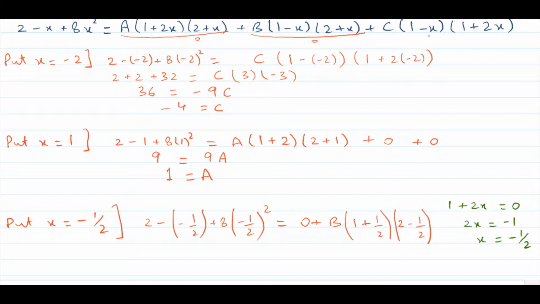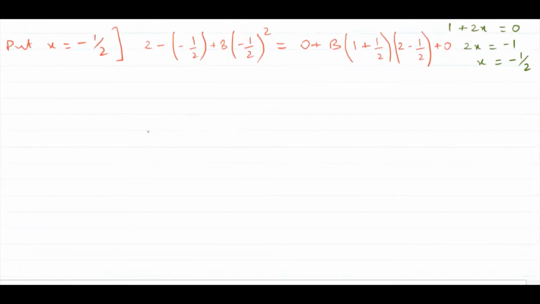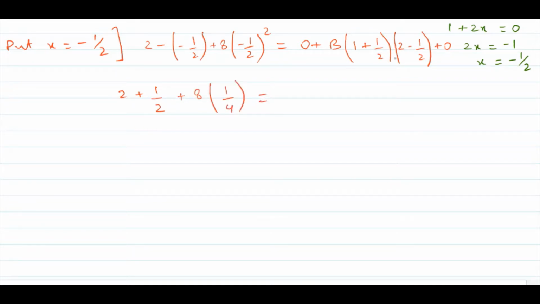जो last term है यहाँ पे, that's c multiplied by something. यहाँ पे भी हमारे पास 1 plus 2x है. When you put x equal to minus 1 over 2 here, this will go to 0 and we'll have a 0 there as well. So now we simplify this. On the left hand side we have 2 plus 1 over 2 plus 8 times 1 over 4. On the right hand side we have, so 1 plus 1 over 2, that is 3 over 2 times b. And the last thing, 2 minus 1 over 2. What does that become? That is, so 4 minus 1 over 2, that is also 3 over 2. You can take the LCM, try to simplify it, and you get the same result.